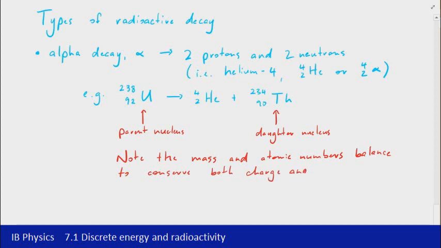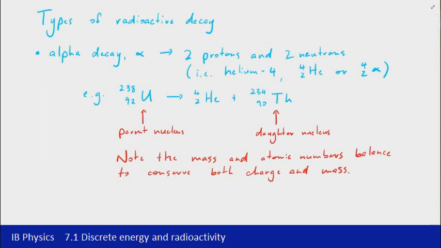So in that, if you look across the top, we have values of 238 for the parent nucleus and then 4 and 234 for the alpha particle and the daughter nucleus, so the 238 is equal to 4 plus 234. Likewise down the bottom, 92 for the atomic number is equal to 2 plus 90. So we haven't lost or gained any protons or neutrons, they're all still there. They're just in slightly different arrangement so that the thorium has become more stable than the uranium.